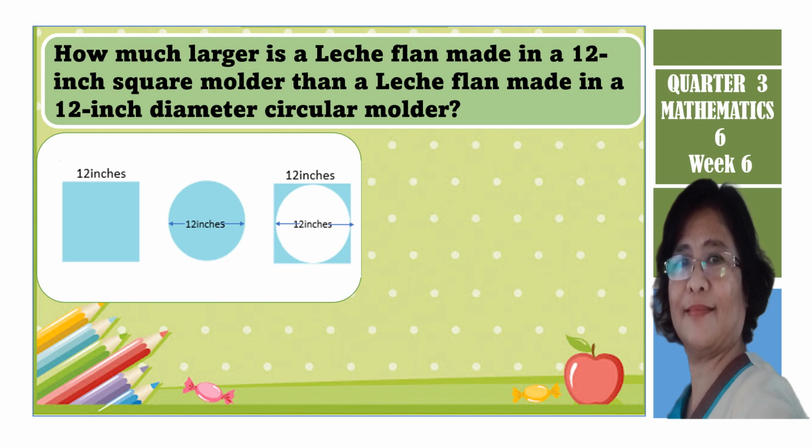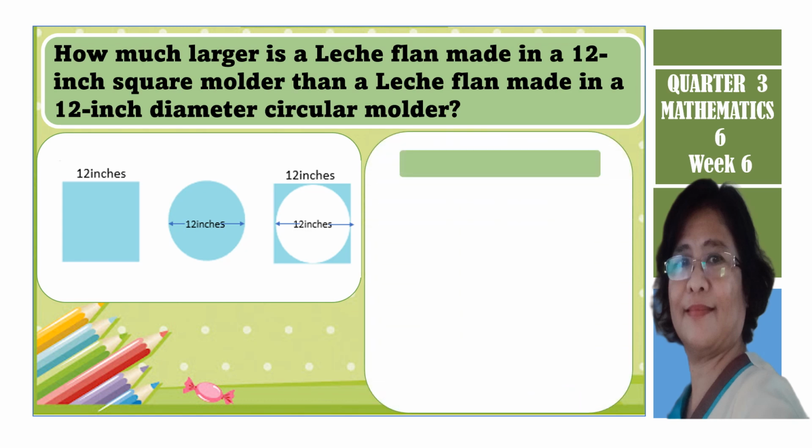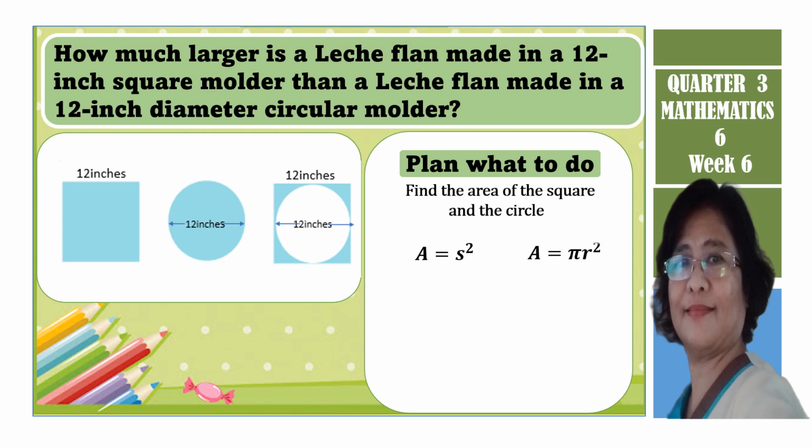Let us now plan what to do. Since we are going to find how much larger the leche flan made in a square is than the leche flan made in a circular molder, we're going to use the formula of the square and the circle. The formula of the square is side squared, and for the circle, pi r squared. And we are going to subtract because we're asked to find how much larger. So it is just subtraction.